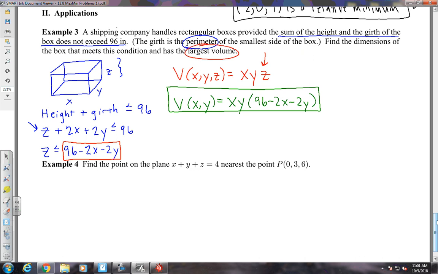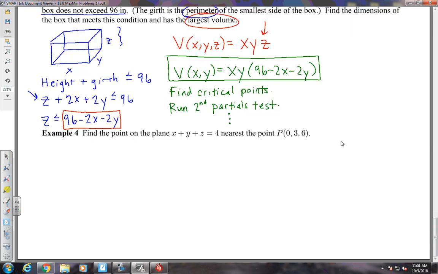Once you get it set up, you find your critical points, and then run your second partials test. Okay, and then you'll be able to determine the dimensions of the box that maximize the volume but still lay within those particular conditions. Okay, so I'm going to do a dot, dot, dot on this. You can set the problems up on your homework and run the second partials test.